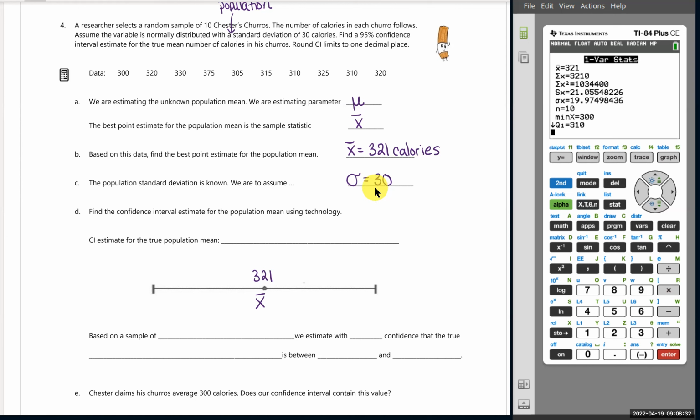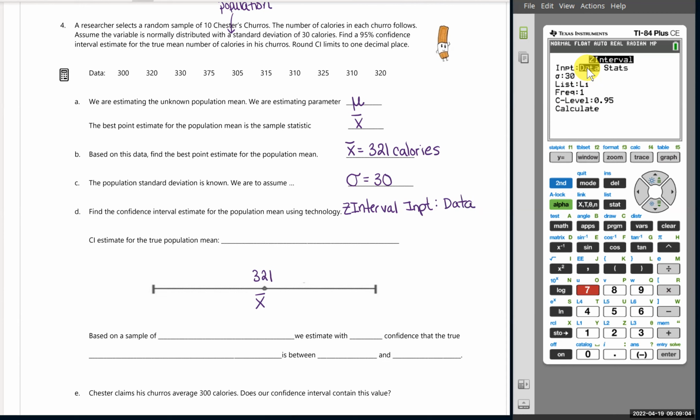All right, and we're ready to make our confidence interval. If you have the data, we run our Z interval, and the Z interval applies because we do know the value of sigma. When we enter the input, I'm going to bring it up on the screen here. So stat, tests, number 7, Z interval. You're going to switch your calculator over to input data. We've entered all of our data into L1. So we need to enter sigma. So we'll put our 30 in for sigma.